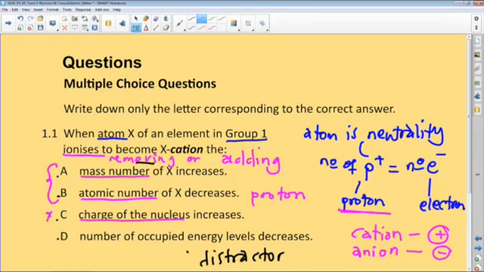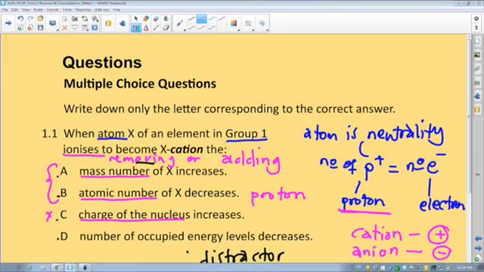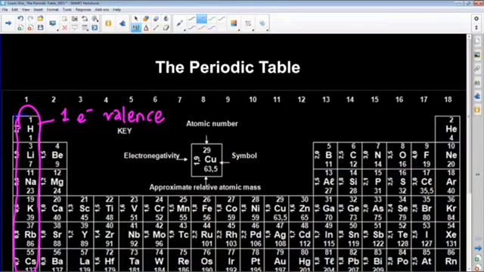Number of occupied energy levels decreases, which is very true. Now, if you go to our periodic table once again, you'd realize that all these elements that are in group 1, that's your hydrogen, lithium, and until cesium, those that we can see for now, they've got only one electron at the highest energy level.